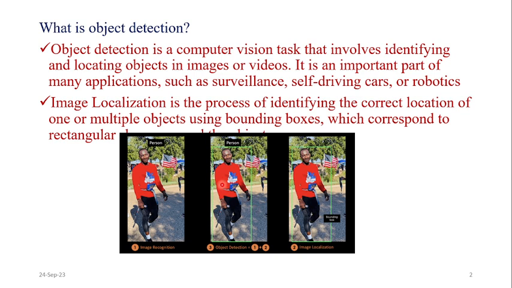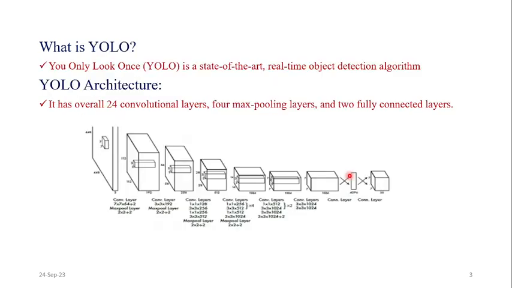Let's go for YOLO, you only look once. It's a state of the art, real-time object detection algorithm. Generally, it consists of 24 convolution layers, 4 max pooling layers, and 2 fully connected layers. This architecture consists of convolution layers of 3 by 3 and 1 by 1, and so on. If you have pre-trained images, you can go for object detection.